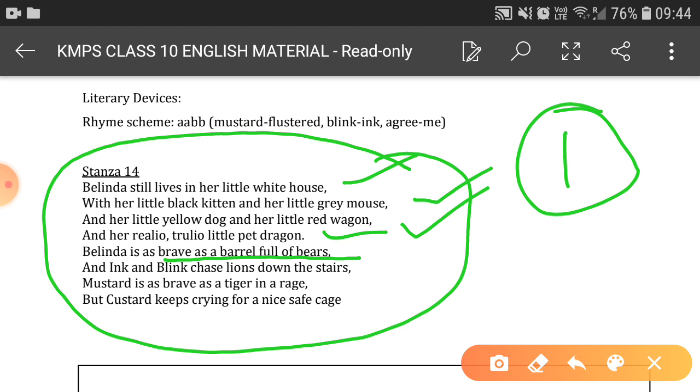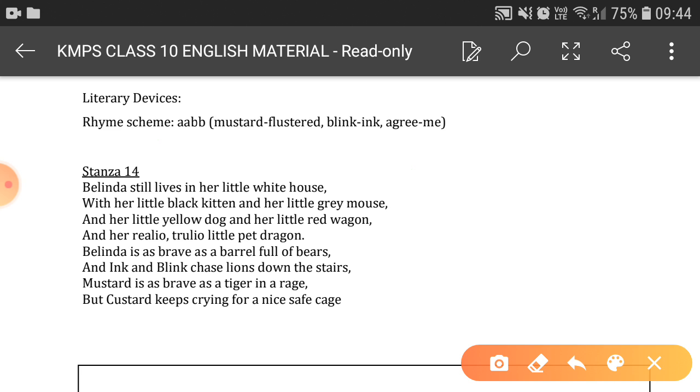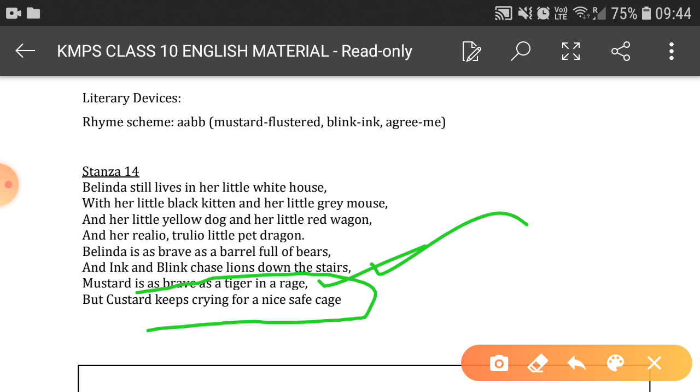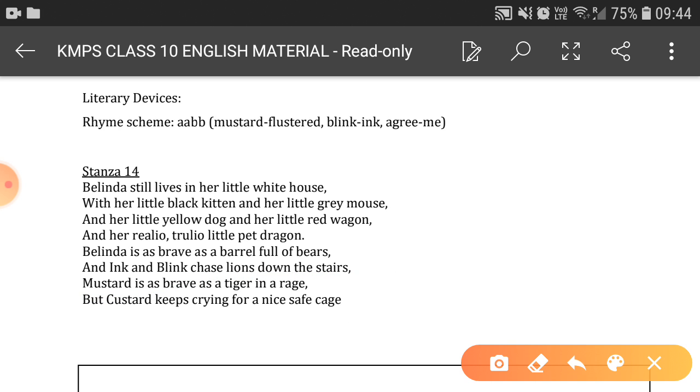And Ink and Blink chase lions down the stair, which again is another mockery on the name of Ink and Blink. Actually, Ink and Blink were not able to do anything. They were very afraid and they went away when situations were hard, when the pirate came. So still you can see over here the attitude is that no, they are still brave. Mustard is as brave as a tiger, while Custard keeps crying for the nice safe cage. You can see all of the credit that Custard deserves, all of the bravery that Custard has shown, everything is in vain. Why? Because of these other pets.